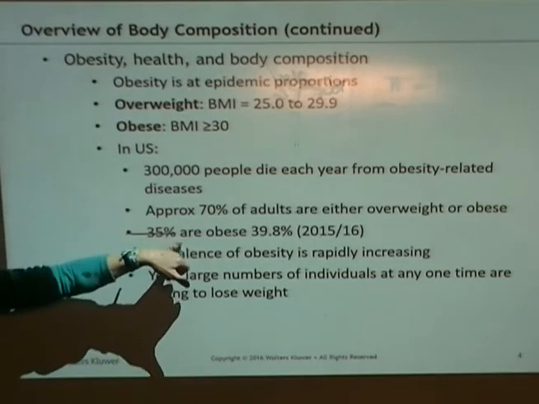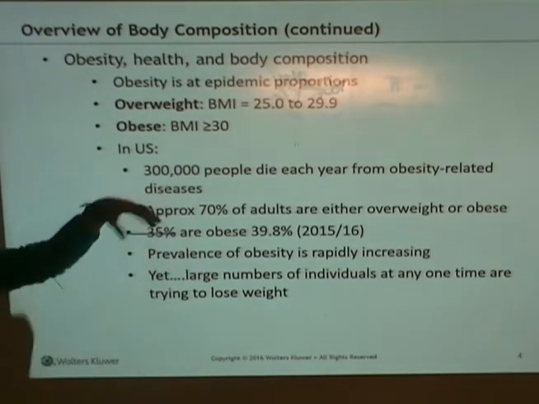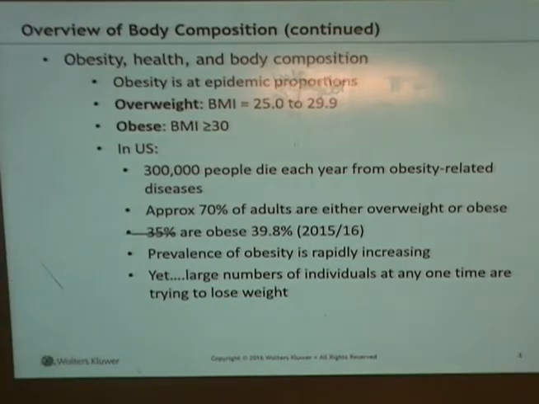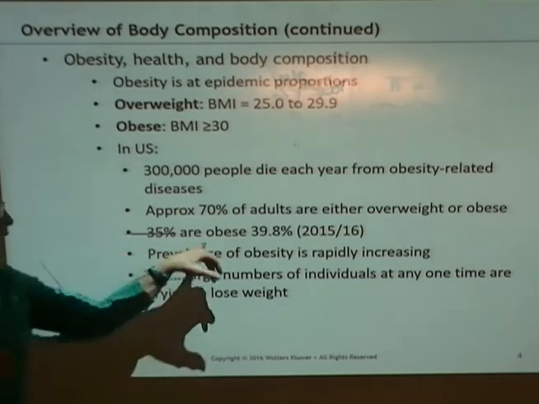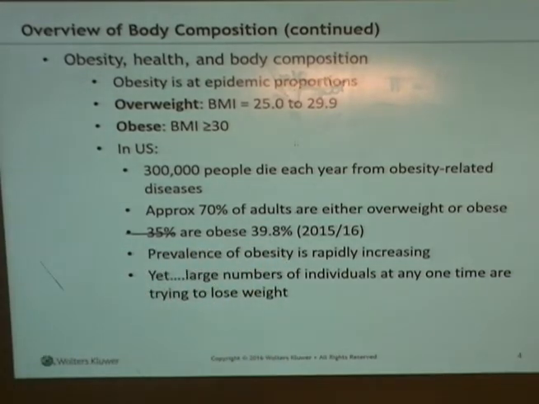Okay, so at least 300,000. This data's a little bit older. I updated this today. We're probably a little bit more than 300,000 people per year dying from diseases that are related to being obese or morbidly overweight, right? About 70% of adults in the States are overweight or obese. And the data for 2015-2016 was that as a population as a whole, adults had 39.8% obesity in the US, right?